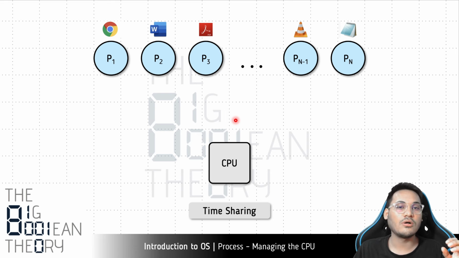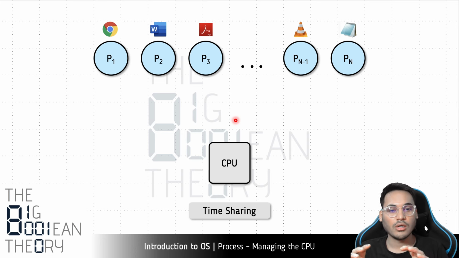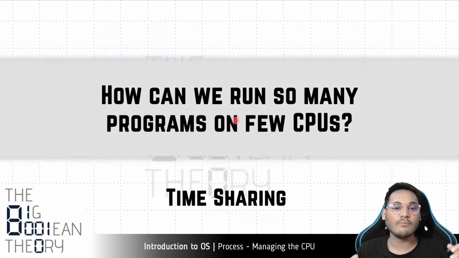This idea is called time sharing, because if you see, we are sharing the CPU time. The CPU time is being shared between all the programs in the system, and that is why it's called time sharing. So we have the answer to our problem: how can we run so many programs on few CPUs? That is, we will use the concept of time sharing. So now let us see some more points about time sharing and understand it in more detail.